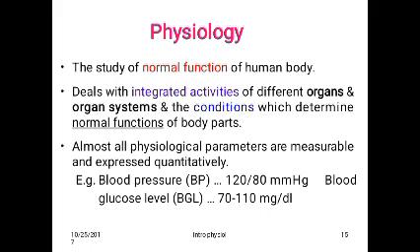Physiology, the study of normal function of the human body, deals with the integrated activities of different organs and organ systems and the conditions which determine normal functions of body parts. Almost all physiological parameters are measurable and expressed quantitatively. Example, blood pressure, BP, 120 over 80 millimeters of mercury. Blood glucose level, BGL, 70 up to 110 milligrams per dL.